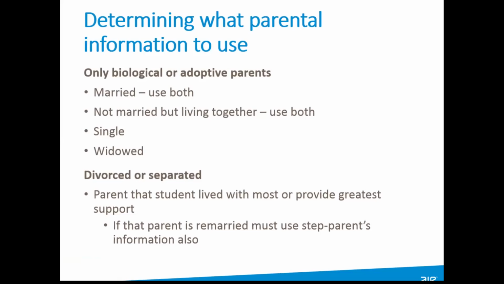Now, if parents are divorced or separated, the student has to determine which parent to use. That is typically the parent that the student lived with the most or the parent that provided the greatest support. And typically, the parent that the student lived with the most is the one that will be providing the greatest financial support. If that parent is remarried, the student must also use the step-parent's information.